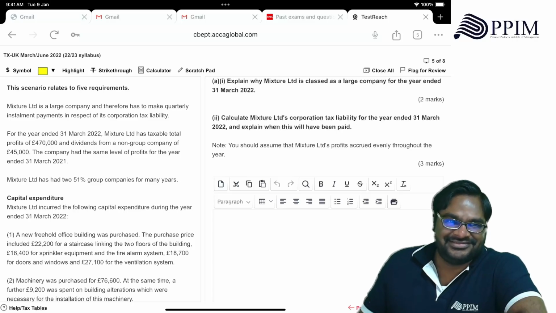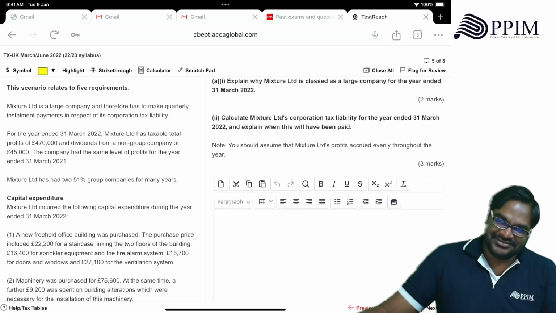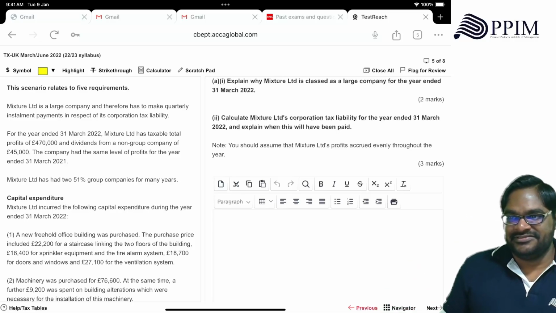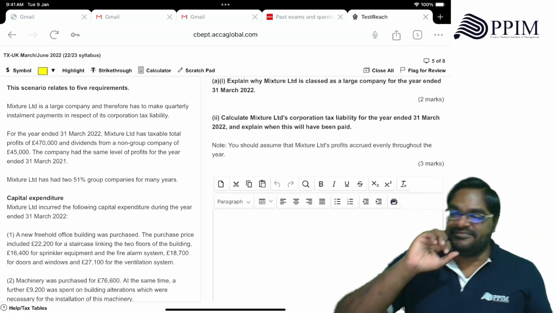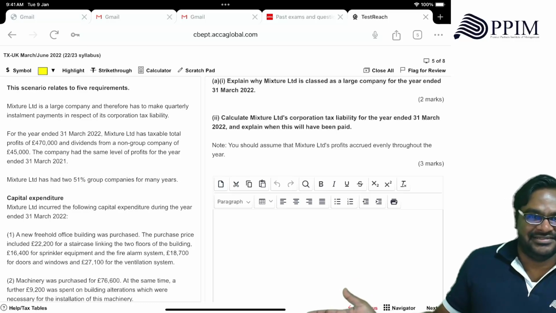So it should be November. It depends on the accounting period of the company. So it's March 2022, then 7 months from there onwards. Why 7 months? That's the standard.